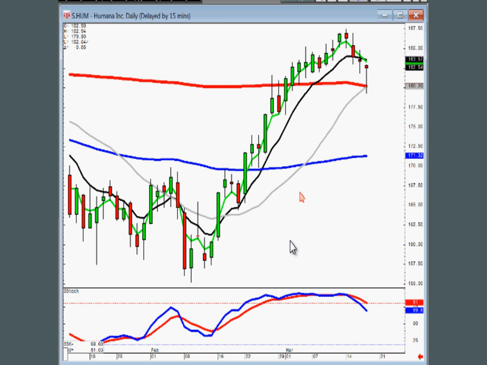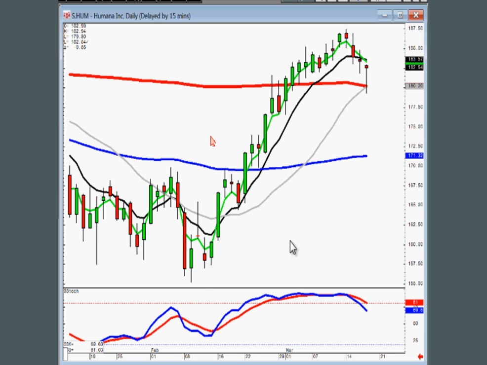Humana, I wouldn't be as apt to short because notice how it pulled back and used this area and did a hammer. Now, if it opens lower tomorrow, yes, then I'd be shorting, but then I'd just put my stop at today's open. But if it came up through there, they're buying again.